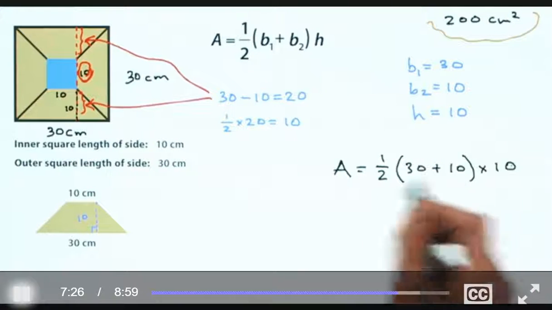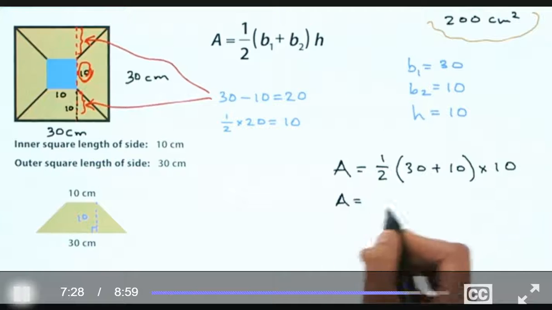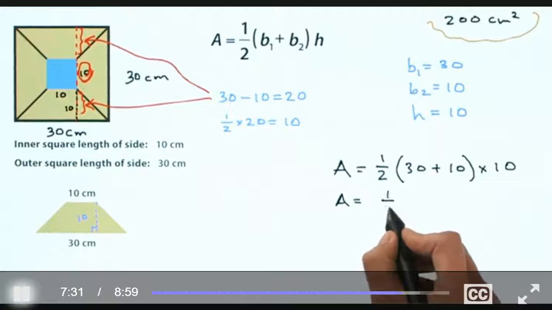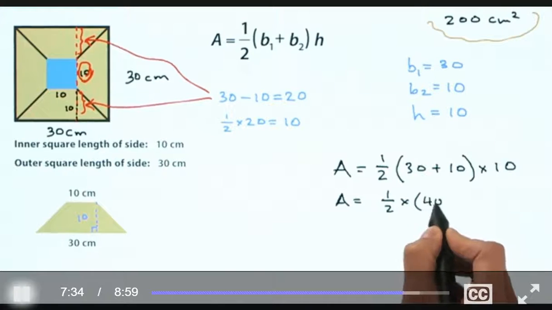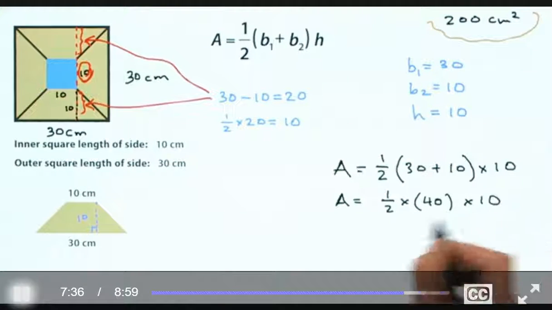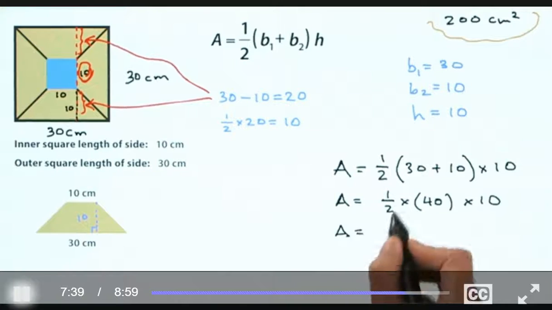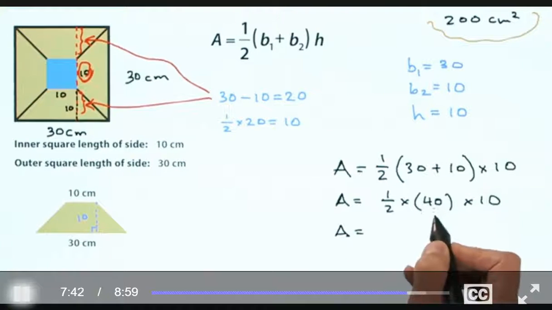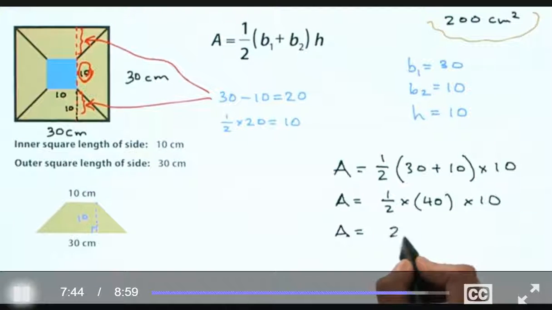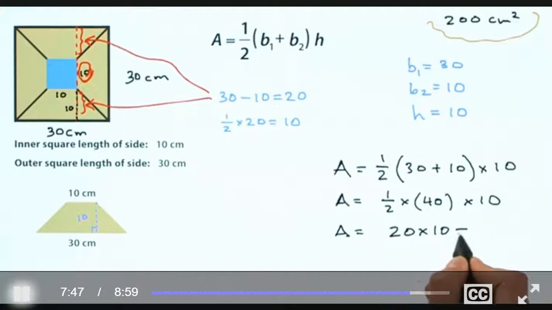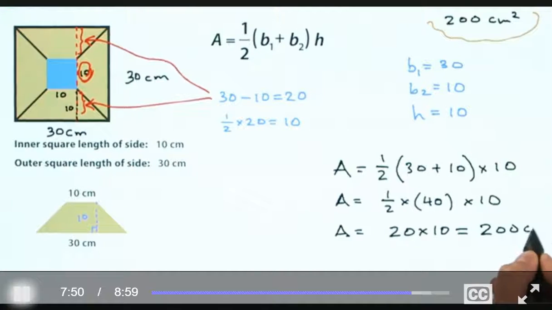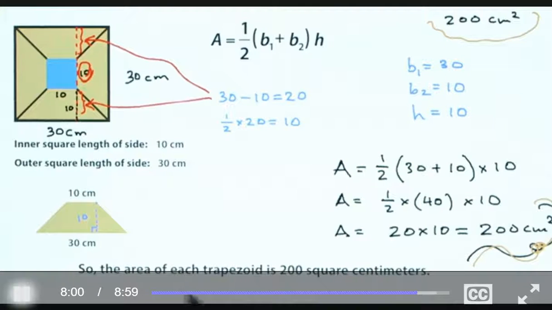Now remember the order of operations. We have to do what's inside the parentheses first. And so 30 plus 10 is 40. And now we go from left to right. And so 1/2 times 40, that's basically half of 40, which is 20. And 20 times 10 is 200 centimeters squared. And check it out, this actually gives us the answer. The area of each trapezoid is 200 square centimeters.